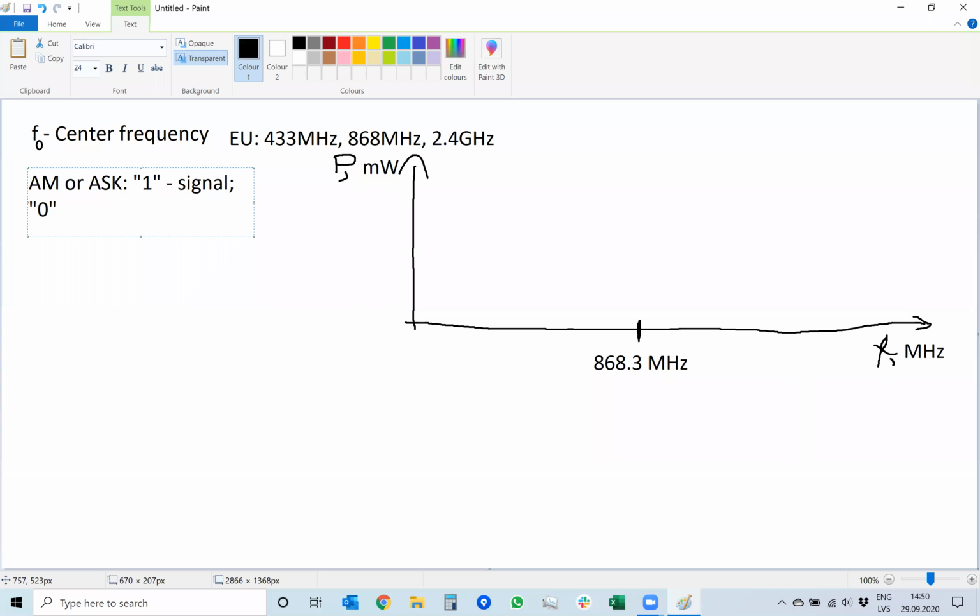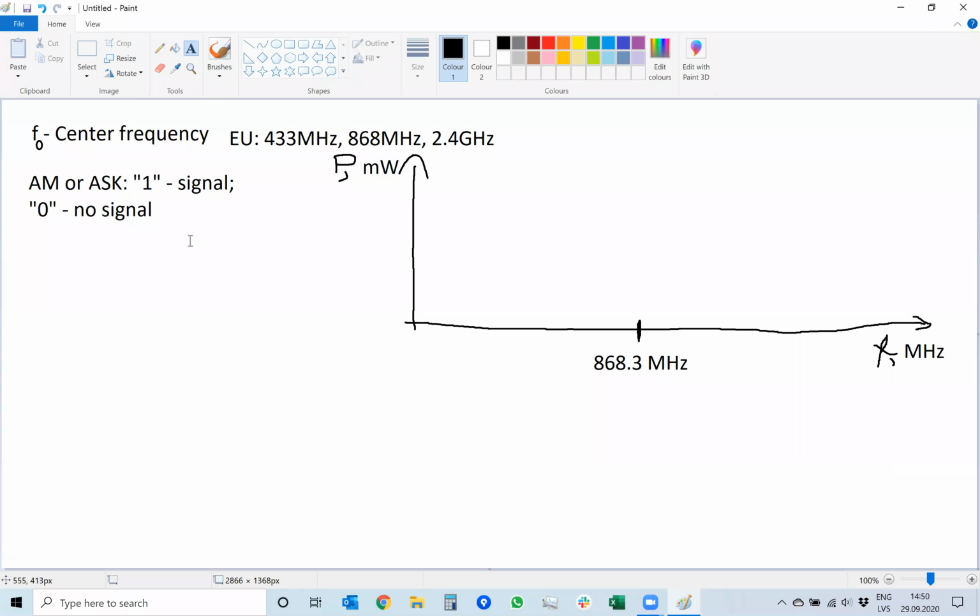So if you want to send 0, no signal. The problem, this is a very simple thing. So you want to send, for example, 1 0 1 0 1 1 0 1. In that case, you send the signal for a short moment, then you don't send the signal for the same amount of time. Then you send the signal, then you don't send, you keep it quiet.